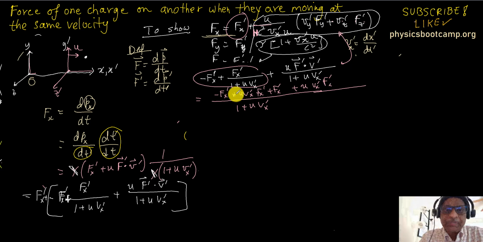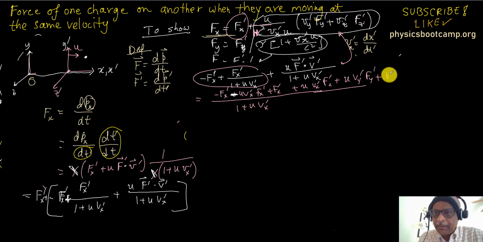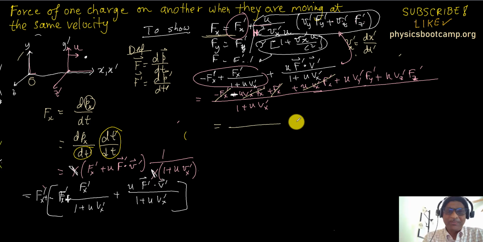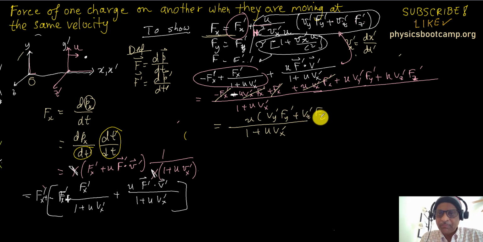I see I made a mistake here. This would be minus, otherwise I can't cancel it. And this minus sign multiplies both of these terms. See, there's a lot of places you can make a really silly mistake. Yeah, a lot of the time calculations in physics, you have to pay close attention when you're doing this work, and if things are not simplifying, then normally you have made some kind of sign error. And so I've got u common between them, vy prime fy prime plus vz prime fz prime. And so this is correct.